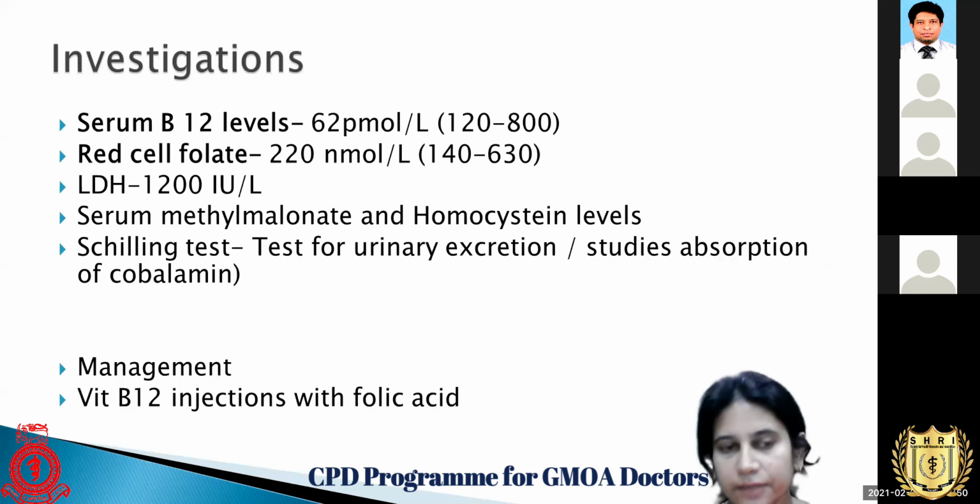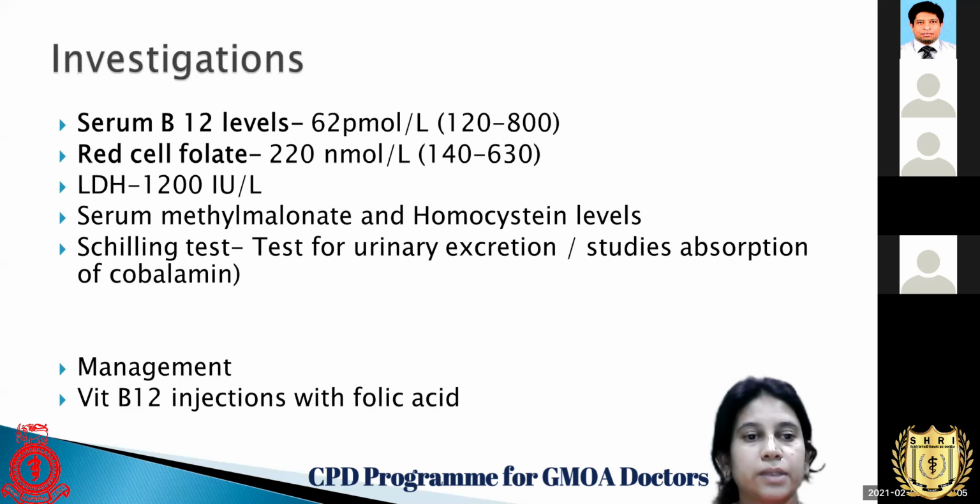So what are the further tests that you want to perform? You have to confirm the diagnosis by serum B12 levels, which is low in this lady. Red cell folate normal, LDH high. Sometimes don't forget your LDH can go up to 10,000 even in pure megaloblastic anemias. Serum methylmalonate and homocysteine levels normal. And Schilling test we haven't done in this patient.